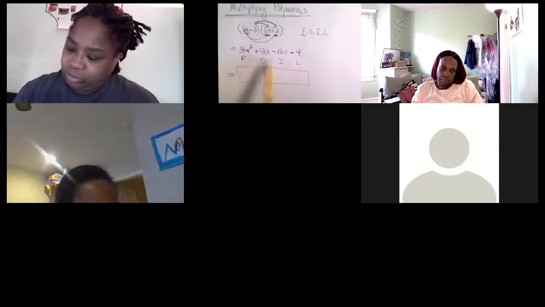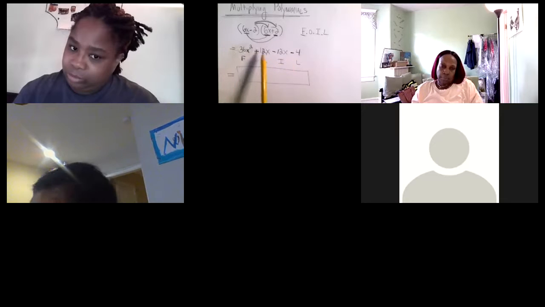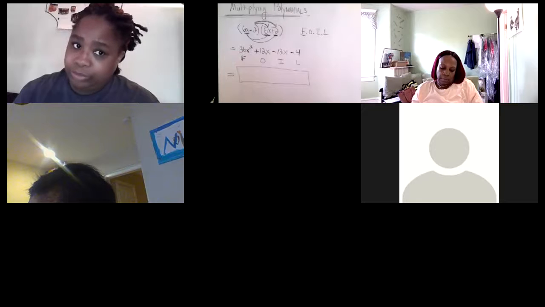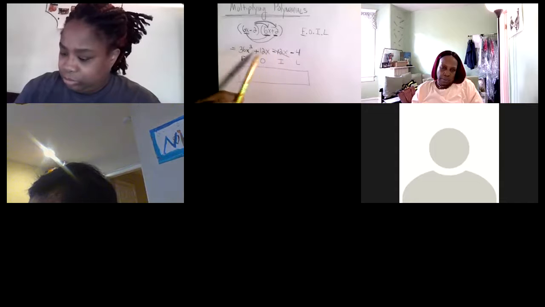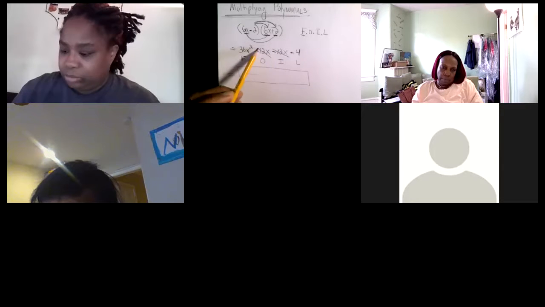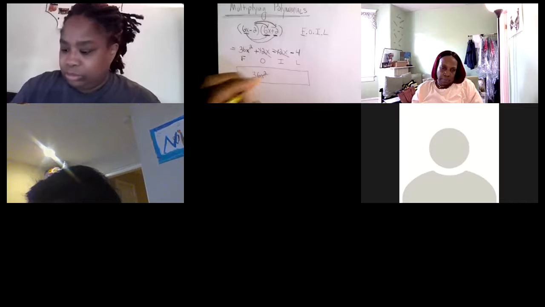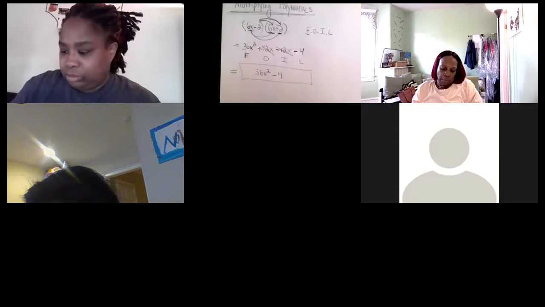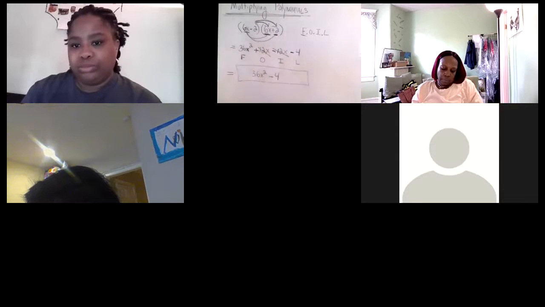So are there any like terms here that we can combine? Any like terms here? What's that, Stephanie? The 12x's will cancel out. They will cancel out. Perfect. One is negative, one is positive. They will cancel out. So that leaves you with 36x squared minus 4 as your final answer. Pretty good.